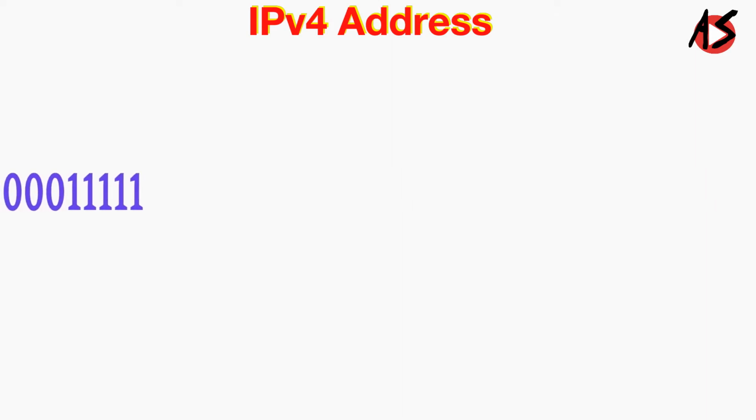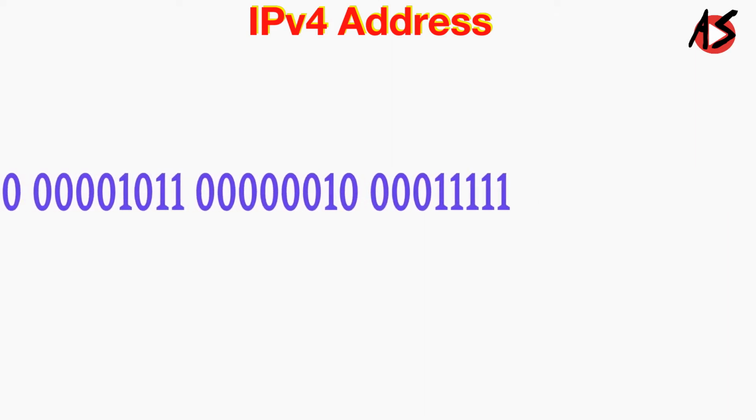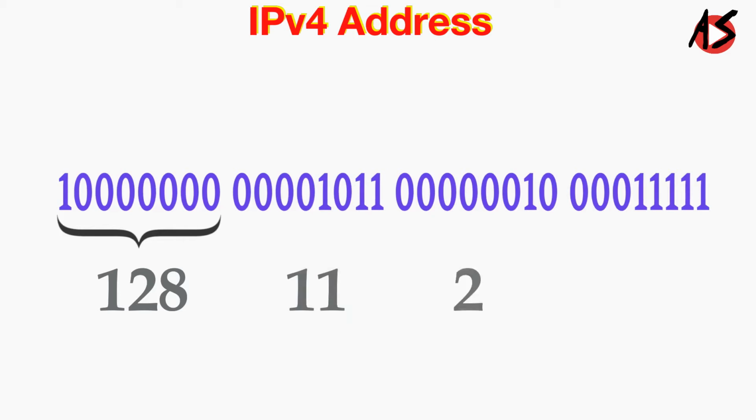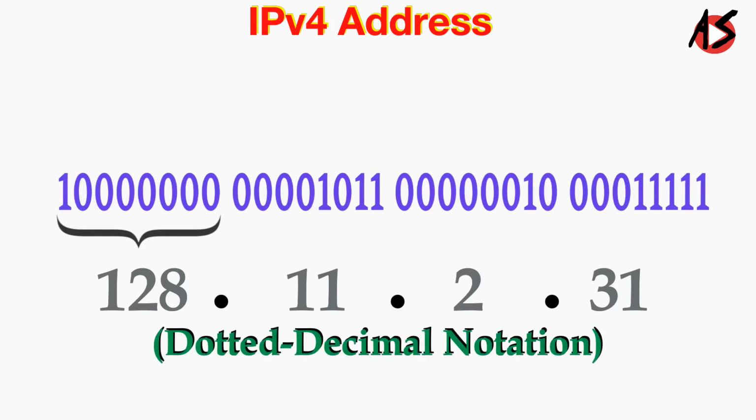An IPv4 address is displayed as 32 bits in the binary format. If we convert the first octet to decimal, we will get 128. Similarly, for the second, third and fourth octets, we will get 11, 2 and 31. We separate these numbers with dots. We get dotted decimal notation, which is easy to write.